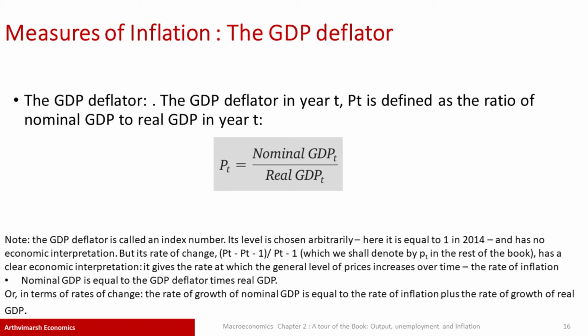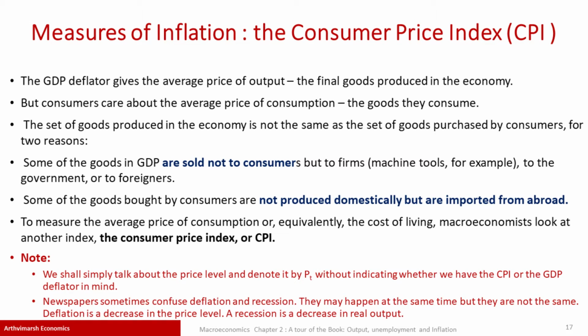Nominal GDP is equal to the GDP deflator times real GDP, or in terms of rates of change, the rate of growth of nominal GDP is equal to the rate of inflation plus the rate of growth of real GDP. The next measure which we are going to discuss is the consumer price index, and this is the measure which is widely used across the central banks to gauge inflation.